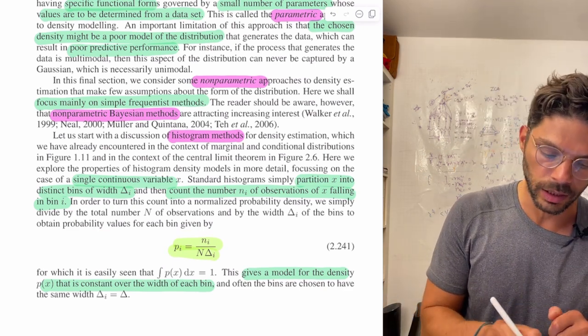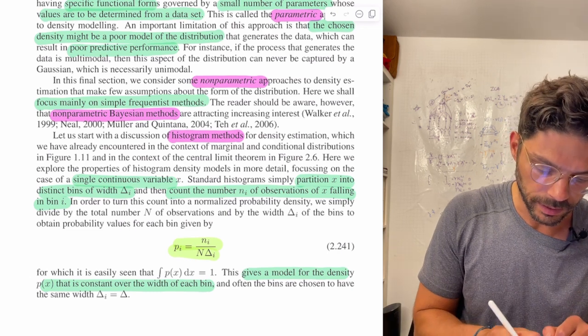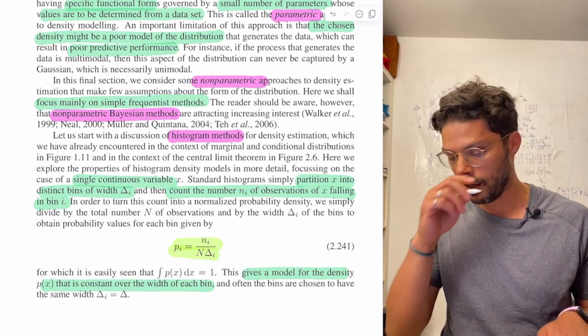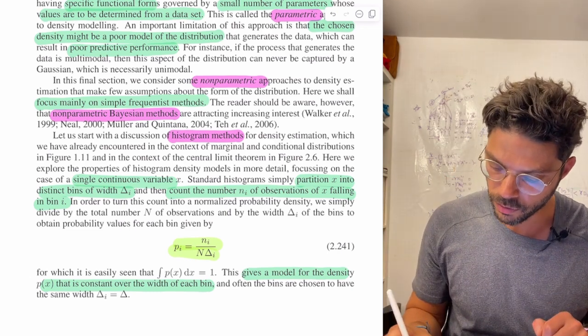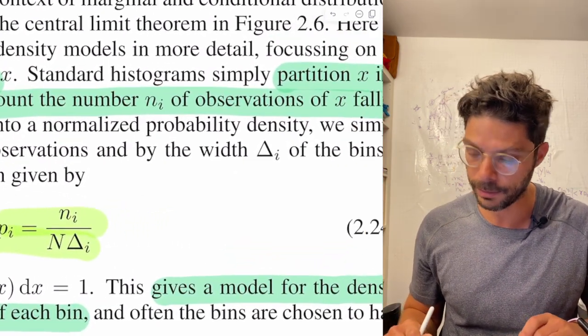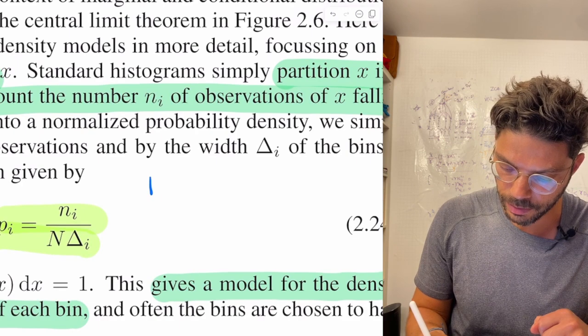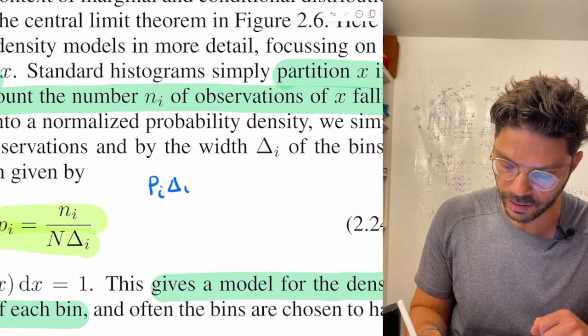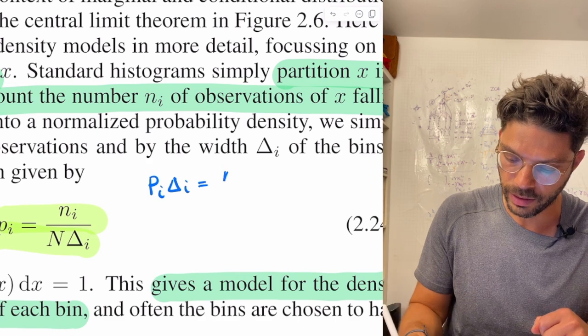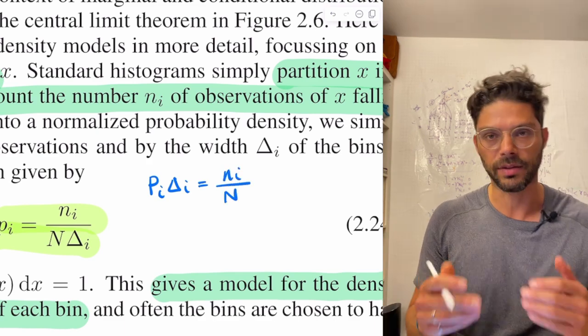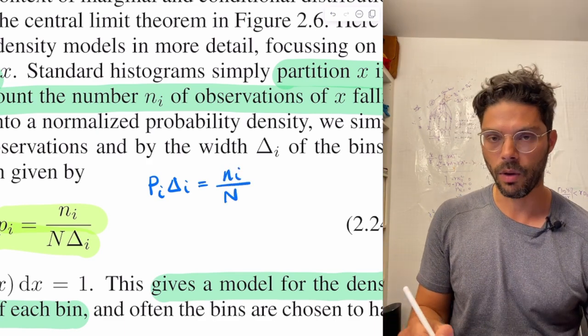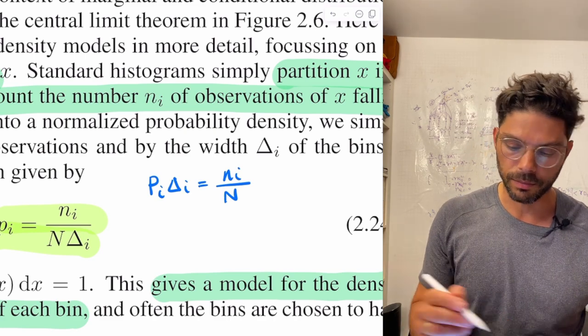And it's actually easier, I think, to write it as, let's just zoom in here a bit. Okay, good. So we'll just write it as Pi delta I is equal to ni over n, right? So that's expressing the same thing. And now why is this perhaps more intuitive?